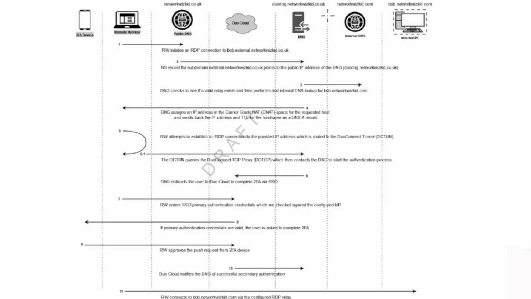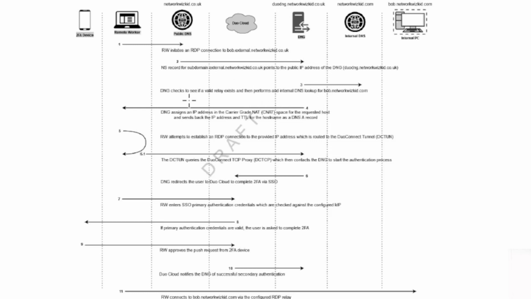DNG is done to our internal DNS. So the name server record for the subdomain external.networkwizkid.co.uk points to the public IP address of the DNG. So this is the duodng.networkwizkid.co.uk in this instance. So you can already see there really how the NS record is pointing to a public IP address of the DNG.